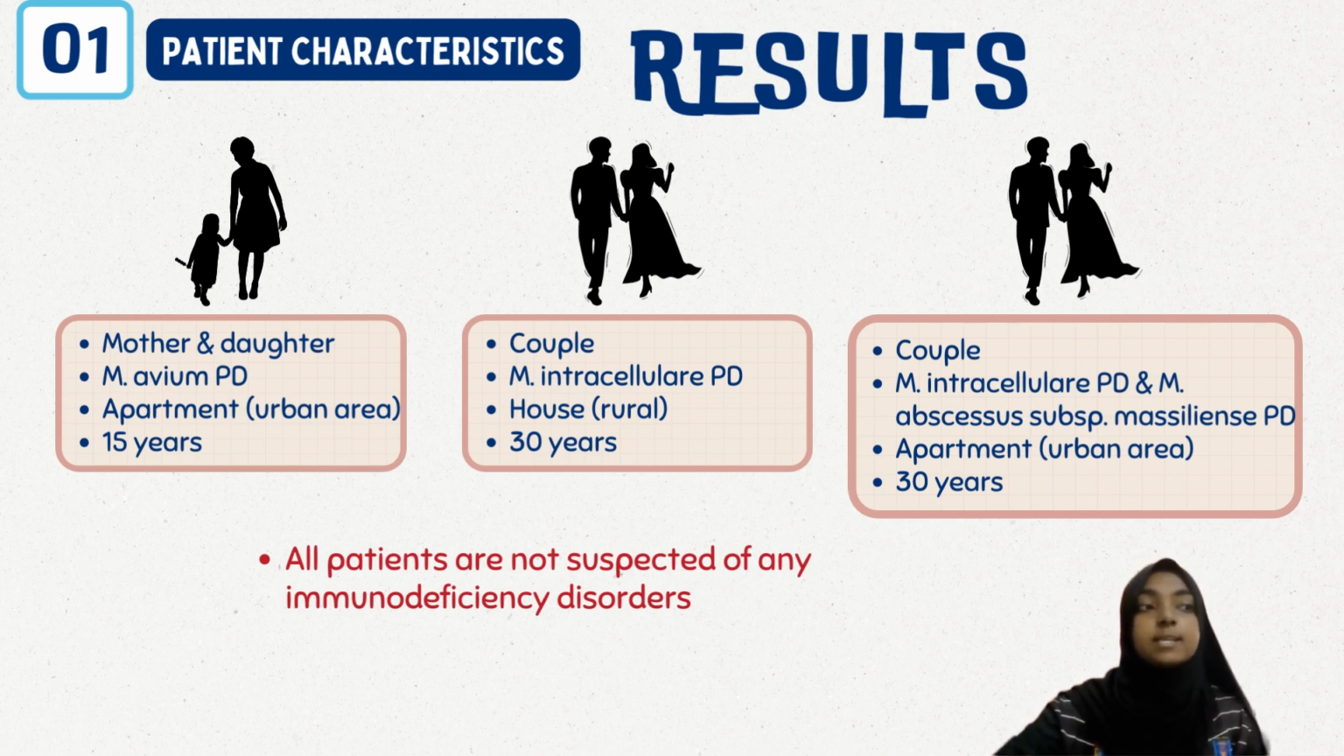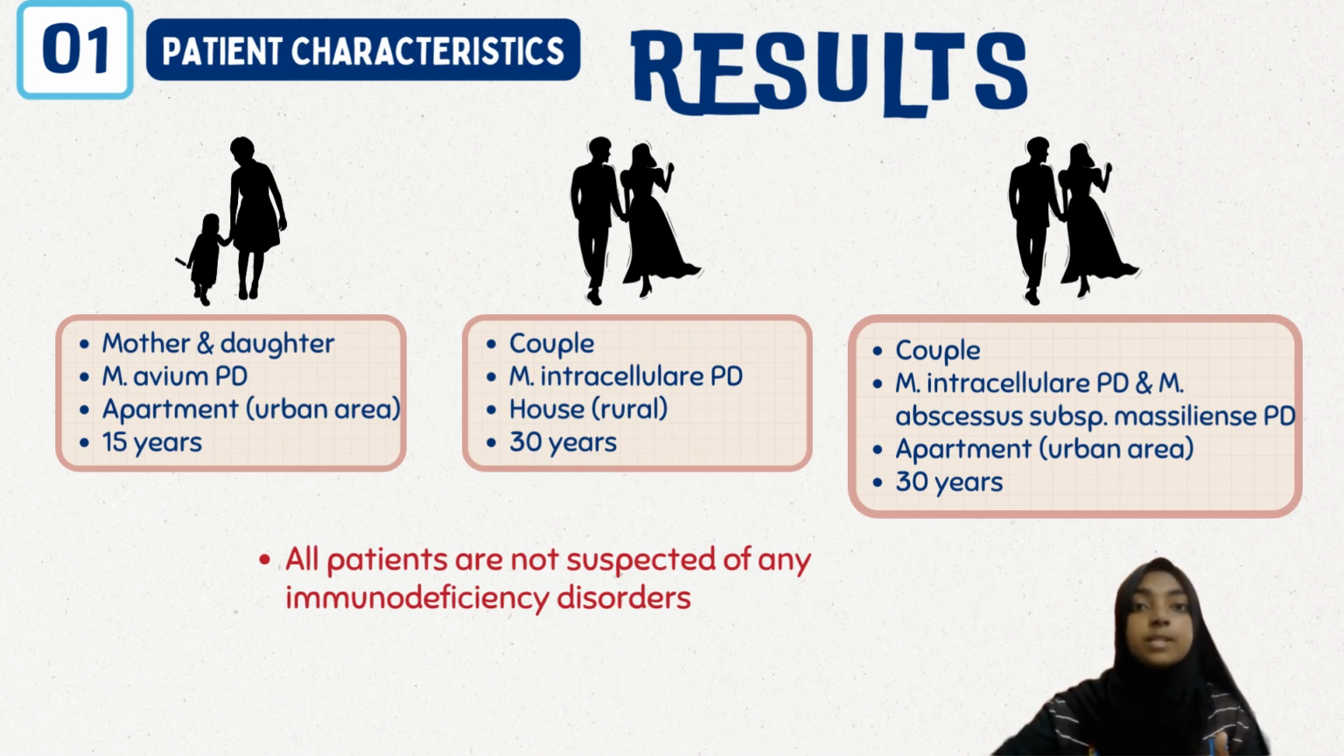The other 2 pairs are couples. The first couple had Mycobacterium intracellulare pulmonary disease and lived in a house in a rural area for 30 years. In the second couple, one was infected with M. intracellulare PD and the other with Mycobacterium abscessus subspecies massiliense PD, and they lived in an apartment in an urban area for 30 years as well. Actually, there are other NTM species as well, such as M. kansasii and also M. xenopi.